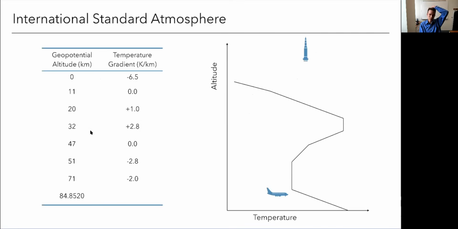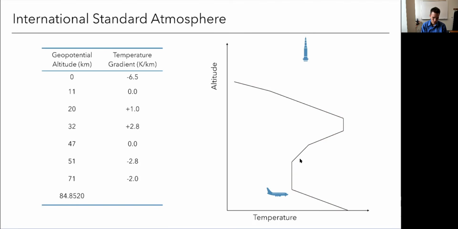So this is what's done in what's called the International Standard Atmosphere. It's an idealized atmosphere. It's steady state. We have these linear gradients. And you'll see here this figure. This looks like what we saw before, right? The decrease, isothermal, increase, isothermal, and then decrease. But now we've got some numbers here.